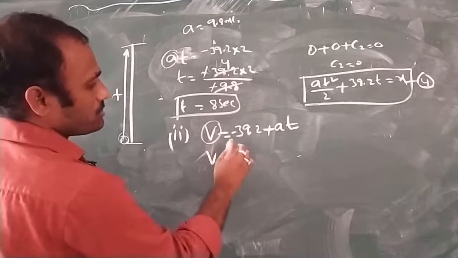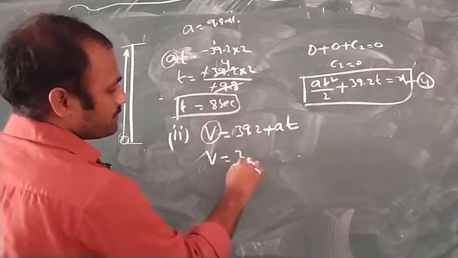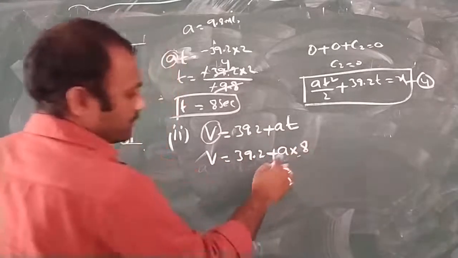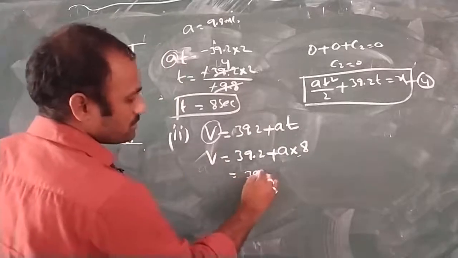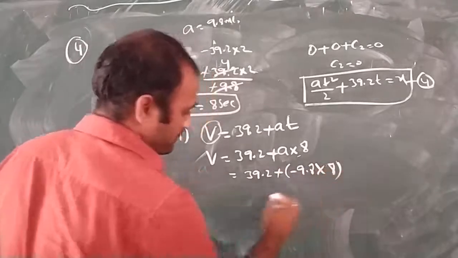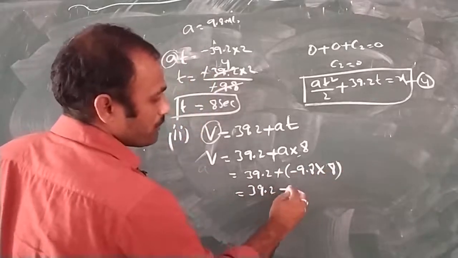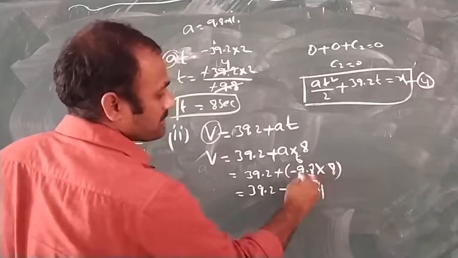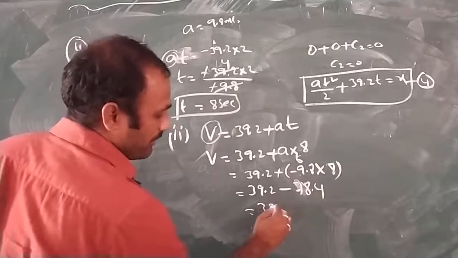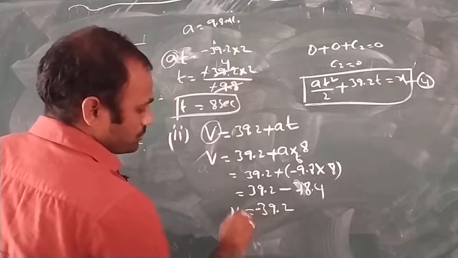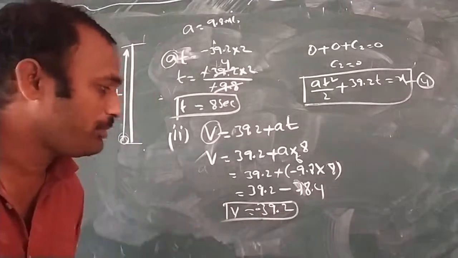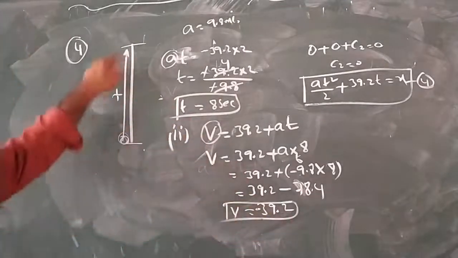So v is equal to 39.2 plus acceleration into 8. Since the ball is coming down, 39.2 plus minus 9.8 into 8. So 8 8s are 64, 9 8s are 72, plus 6, 78.4. So it will be minus 39.2. So the velocity, the speed with which it is going to strike the ground, is minus 39.2 meter per second. Since it is coming down, it is shown with a negative value.